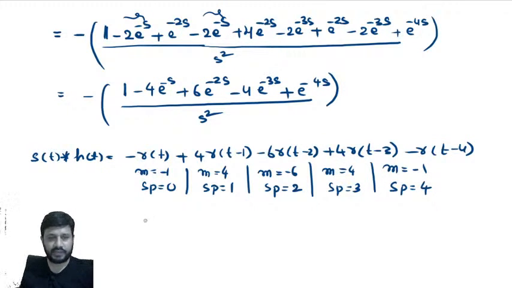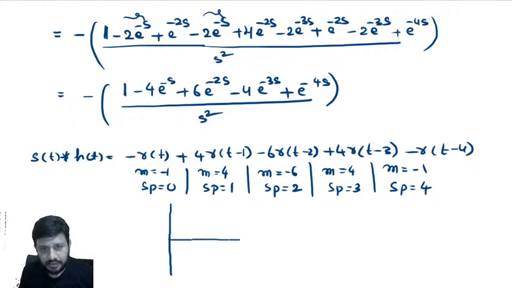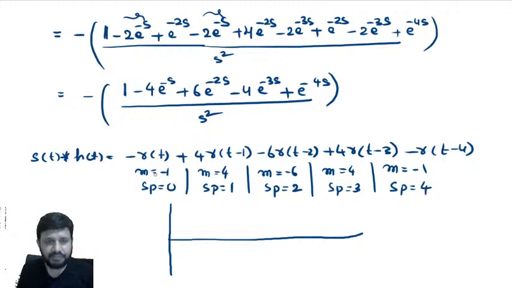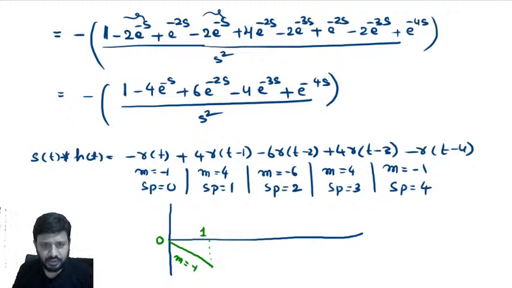Now let's draw this signal. How to draw this signal? Observe here. Minus r of t is a ramp signal starting at 0, going with the slope of minus 1. As this is going with the slope of minus 1, when it encountered the point 1, a slope of plus 4 is added. What happens if we add a slope of minus 1 to slope of plus 4? Resulting slope will become 3.